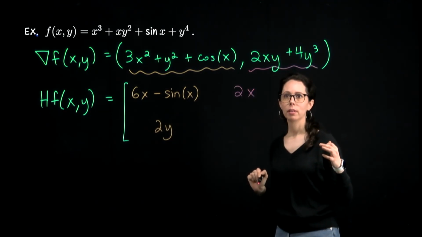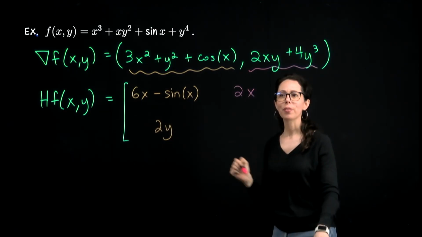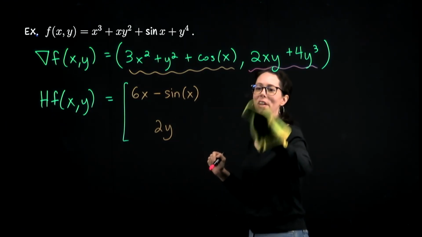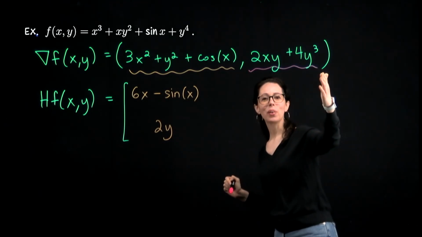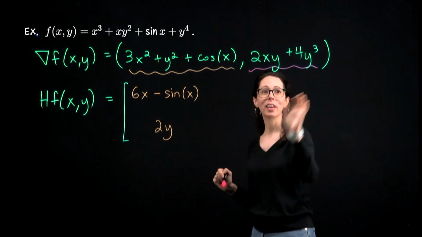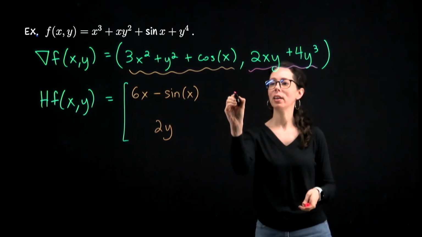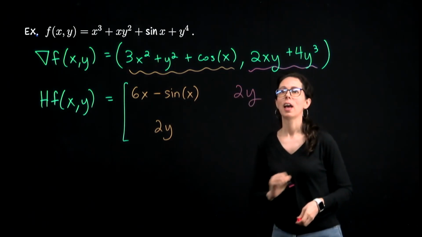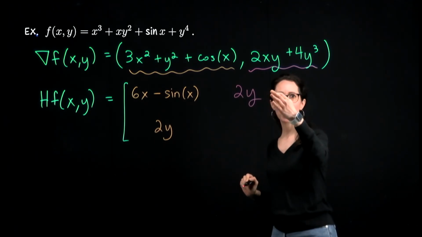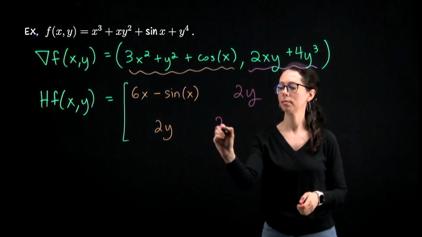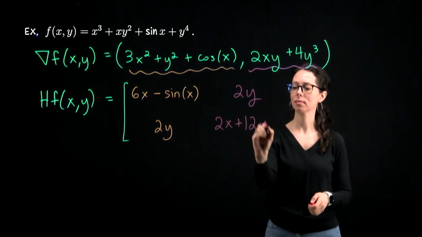And then with, nope, sorry, did that wrong. With respect to x, take the second coordinate function, differentiate it with respect to x and y. So first with respect to x, we get 2y. And then with respect to y, we get 2x plus 12y squared. Like so.